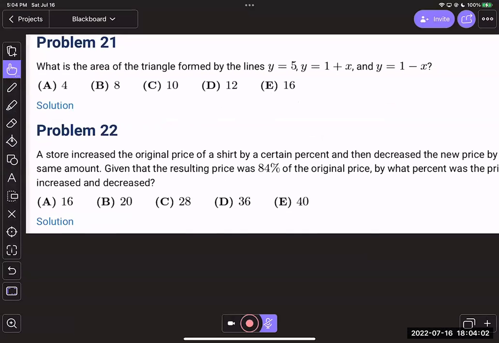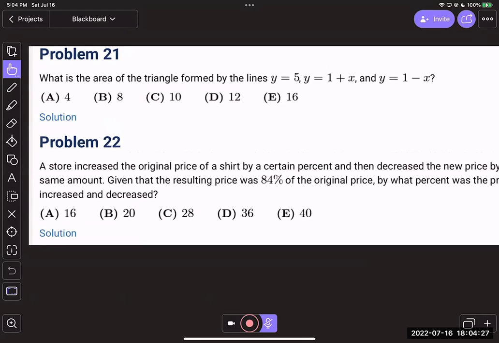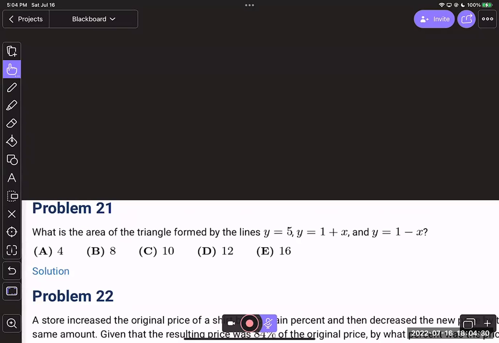Any volunteers for problem number 21, first off? Going once, going twice. All right, let's hear from Yao Xiaowen. What is the area of the triangle formed by lines y equals 5, y equals 1 plus x, and y equals 1 minus x? Are you familiar with graphing lines like this? Do you know how this works? Yeah, I can graph those lines.